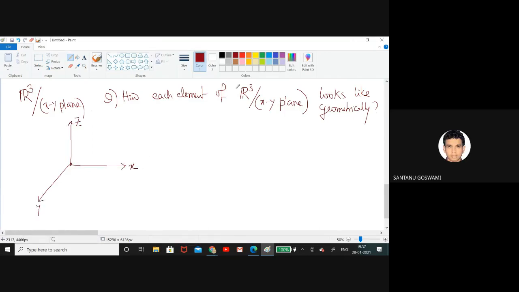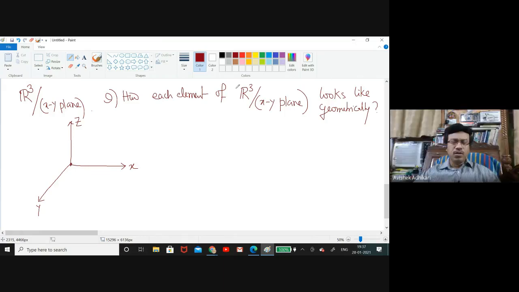Anybody? Plane parallel to XY plane. Okay, yes, I get some of the voices, but from that part it's clear. Okay, so he says that each element should look like a plane which is parallel to the XY plane. Is it clear to all of you? Anybody else? What he told, is it clear? Okay, so let us try to have a look at it.